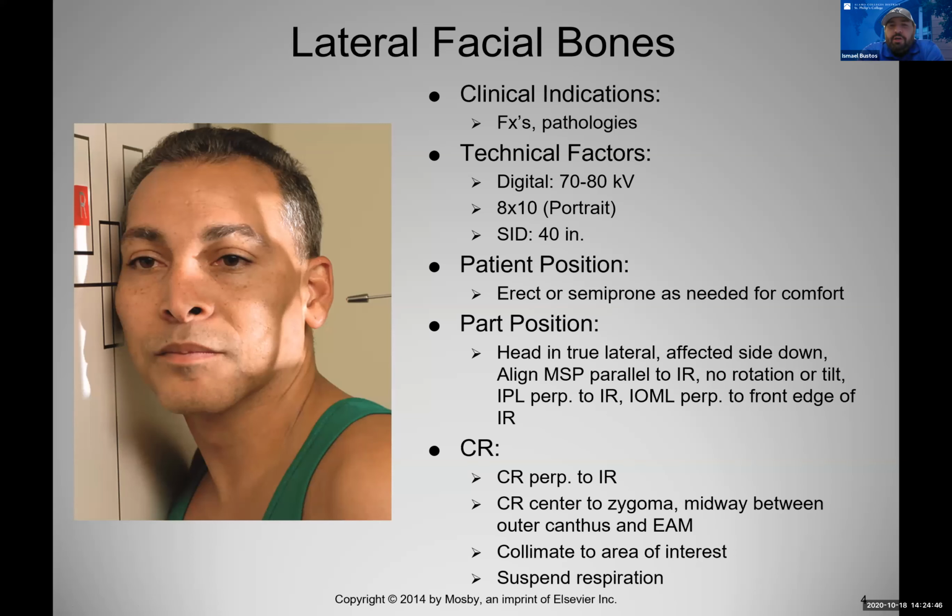The four criteria that I talked about before are still true for this lateral, like for any other lateral we've done. To get a true lateral, you need to make sure that the mid-sagittal plane is parallel to the image receptor. Make sure that the IPL is perpendicular to the image receptor. The IOML is perpendicular to the front edge of the image receptor, and the GAL is parallel to the front edge. Make sure all four of those things are true. Make sure there's no rotation or tilt of the head.